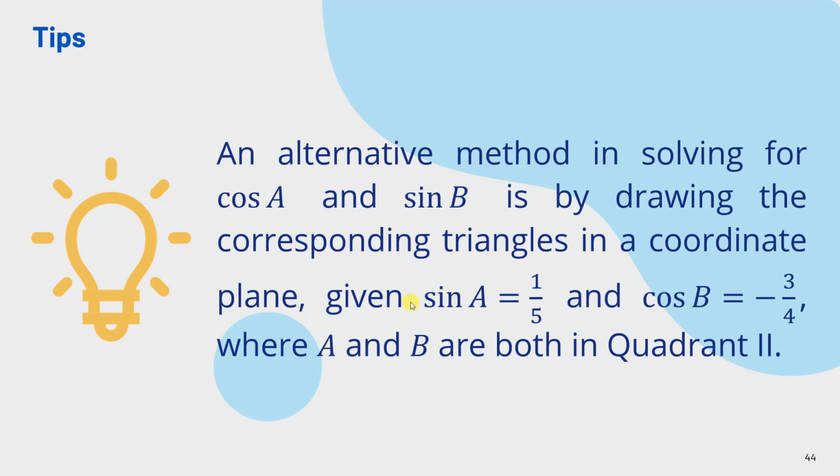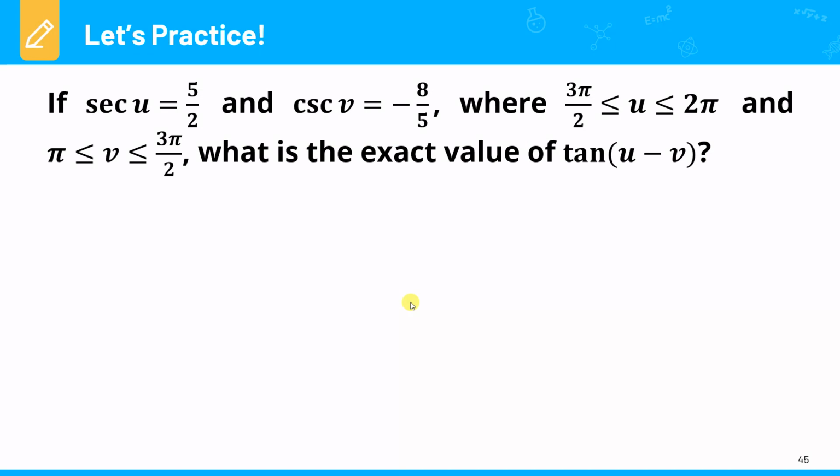And then cosine B is adjacent over hypotenuse. So our adjacent side to angle B is 3 and the hypotenuse is 4. So where A and B are both in quadrant 2. Okay, so let's have another example.